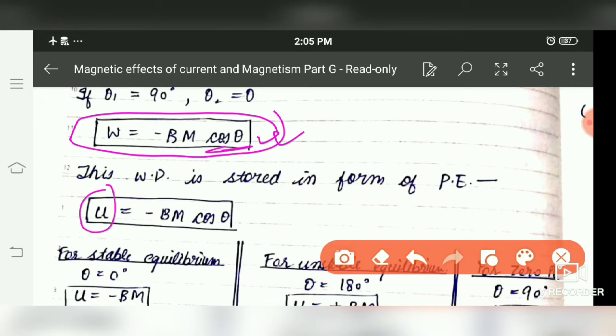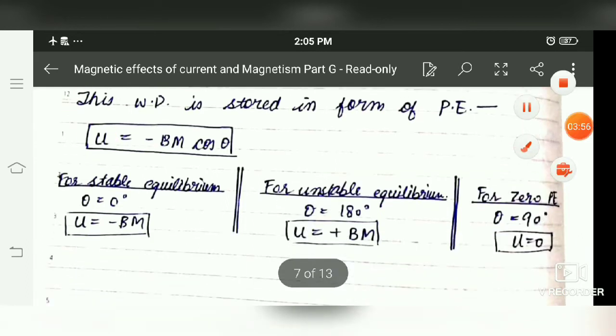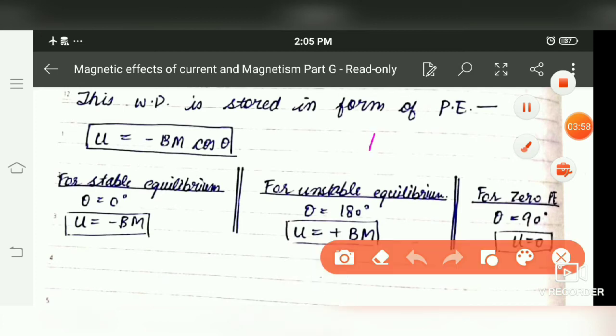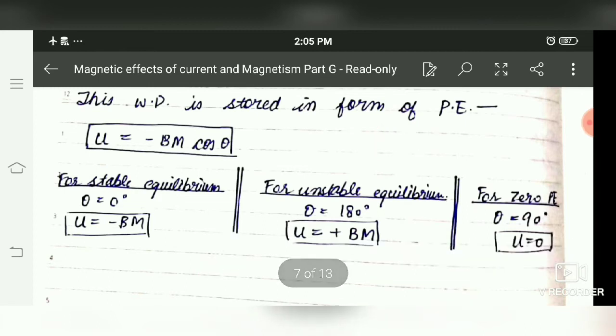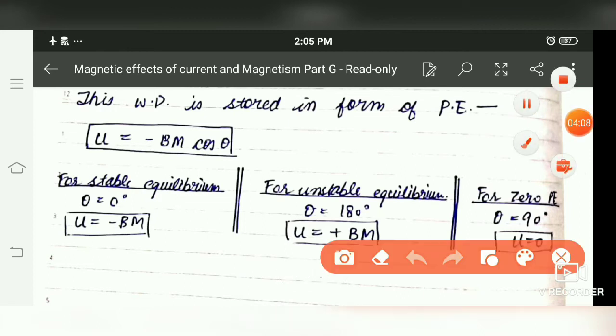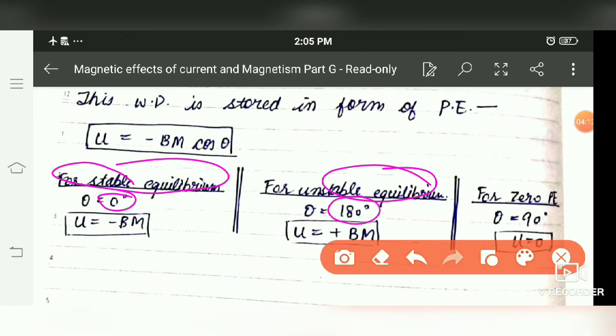As cos theta is there, this is nothing but B dot M, which was similar to P dot E. M dot E, sorry. So we can say here, if it is stable then theta equals 0. For unstable, theta equals 180 degrees, and for zero torque it equals 90 degrees.